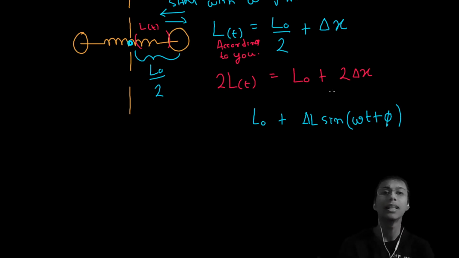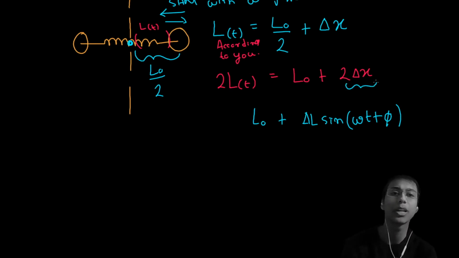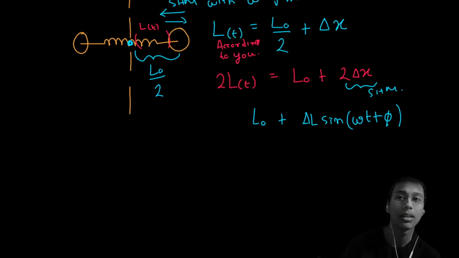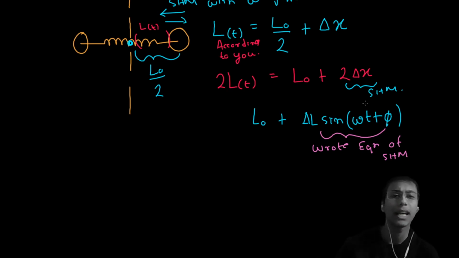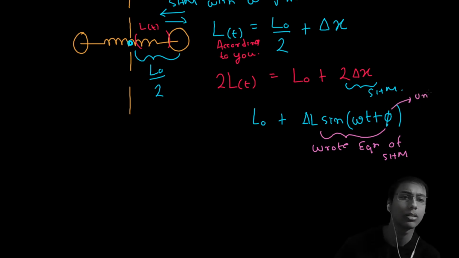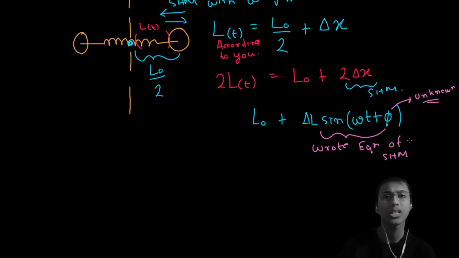First of all, this 2 delta x, this is because of the SHM, right? And how does the SHM increase or decrease its length? Periodically, according to the equation. So this is the equation of the SHM. I wrote the equation of the SHM here. But now you might know that this has an unknown. How would you understand? Well, we can find the unknown from the initial condition.